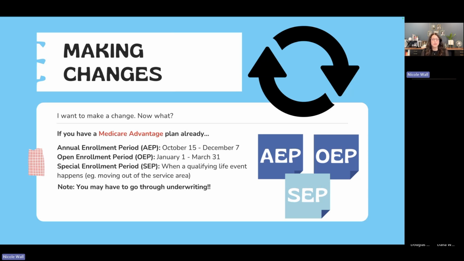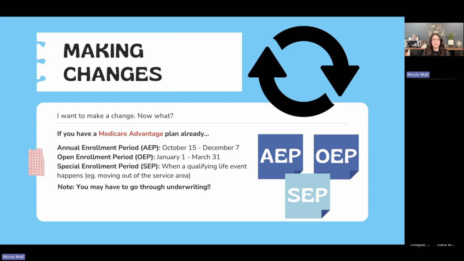So during this time, if you already have a Medicare Advantage plan and you want to move into a Medicare Supplement plan, then you would want to enroll in a standalone prescription drug plan, right? Because you still need that prescription drug plan piece so you don't incur a late enrollment penalty.